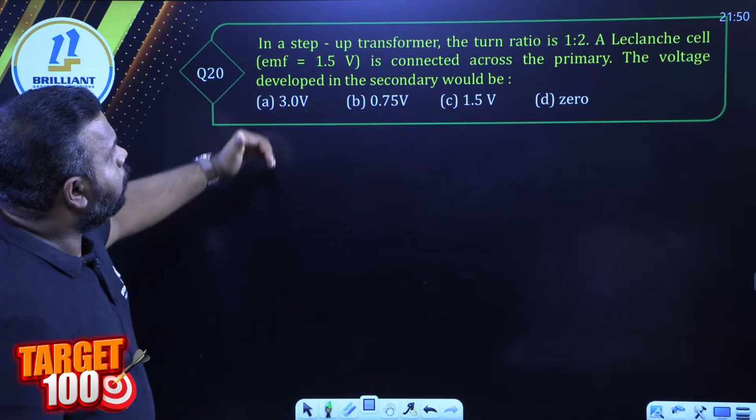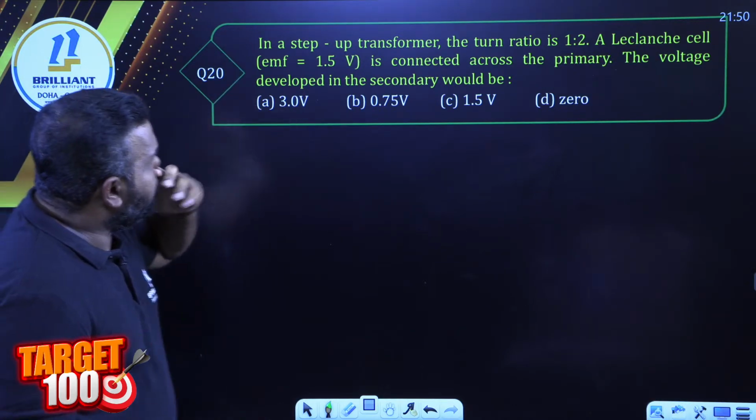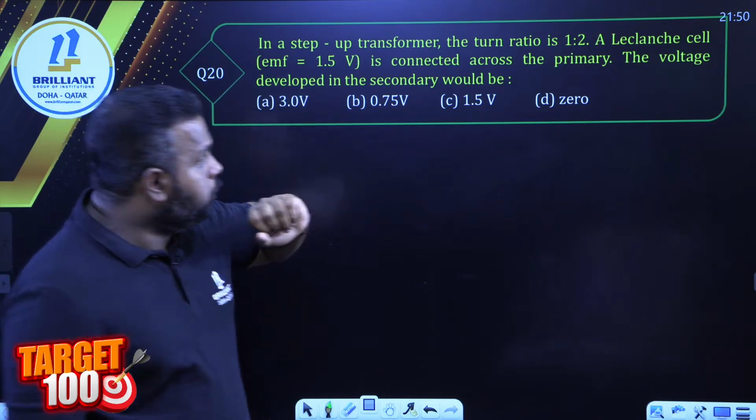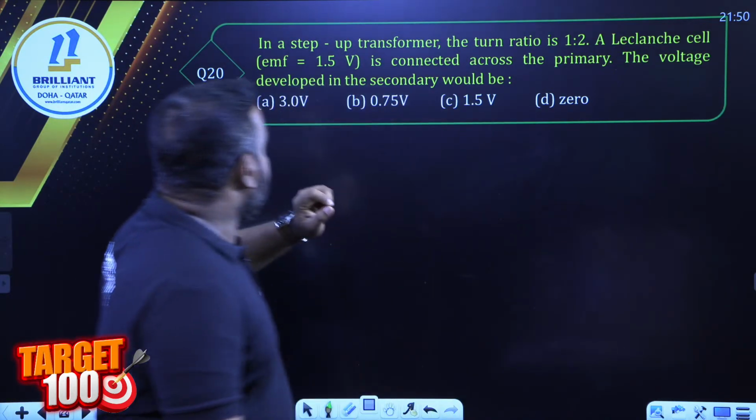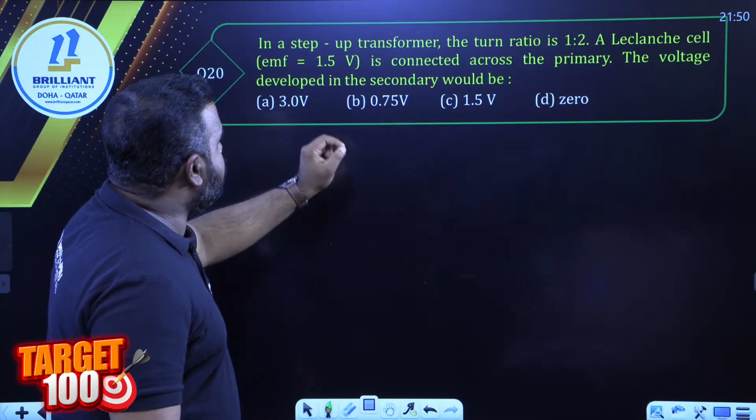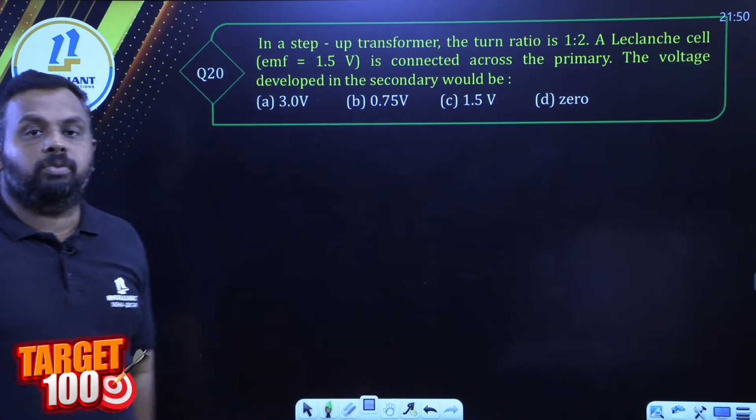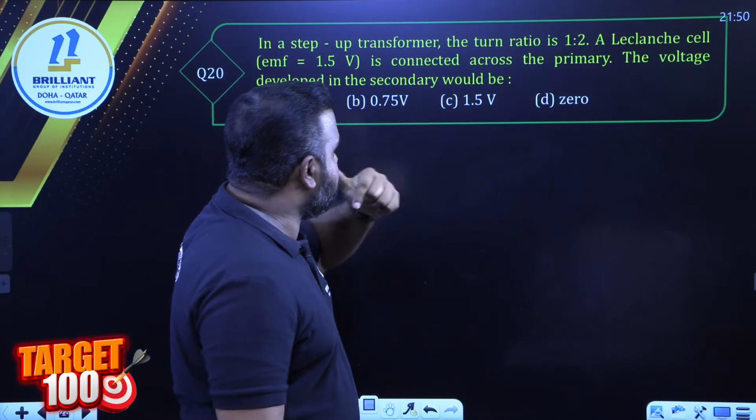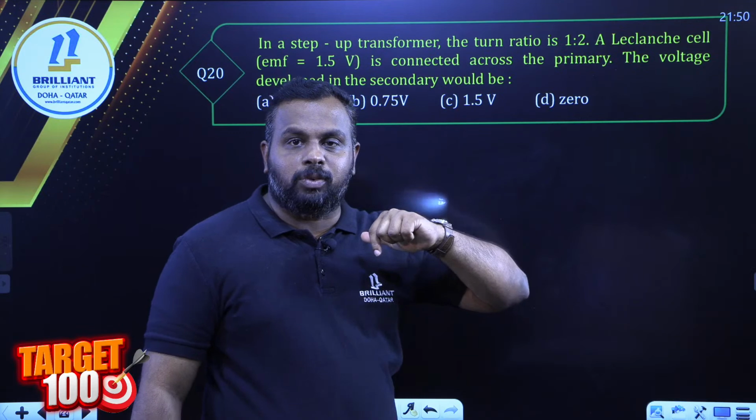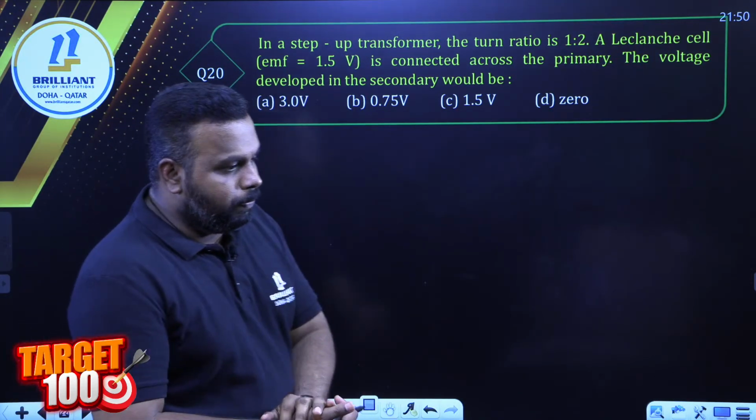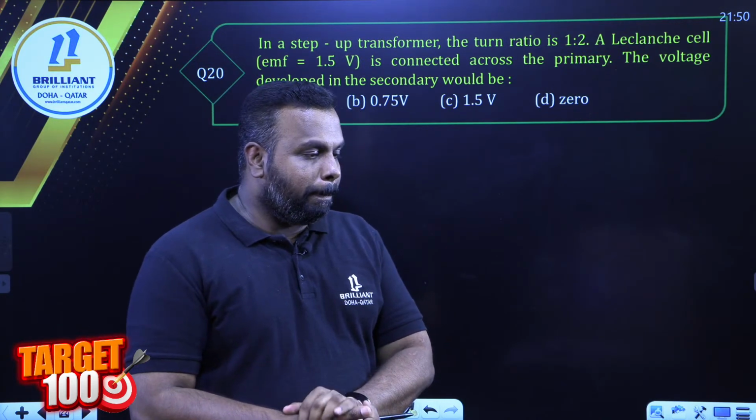In a step-up transformer, the turn ratio is 1:2. A Leclanché cell of EMF 1.5 volt is connected across the primary. The voltage developed in the secondary would be. So input voltage is given as 1.5. Turns ratio is given. They are asking what is the secondary voltage. I am not going to solve this question. I am waiting for your answers. Please comment. Take your time.